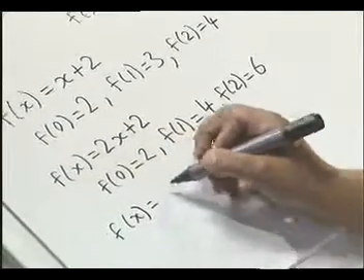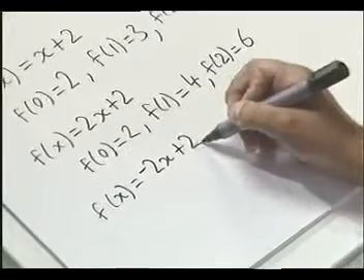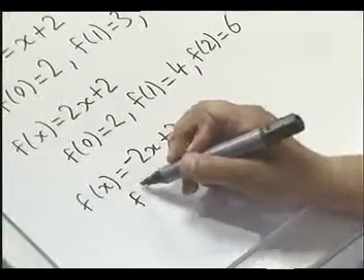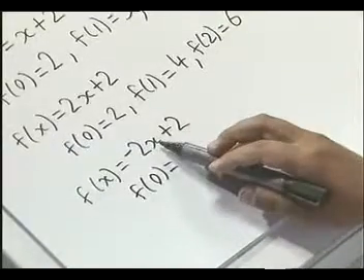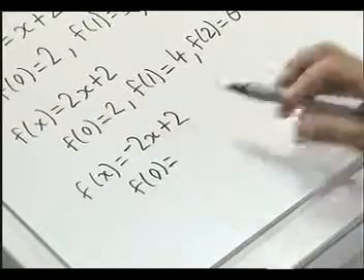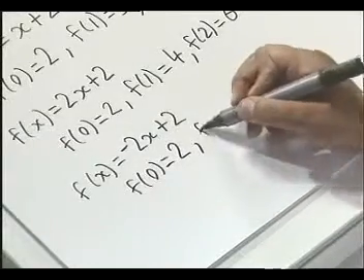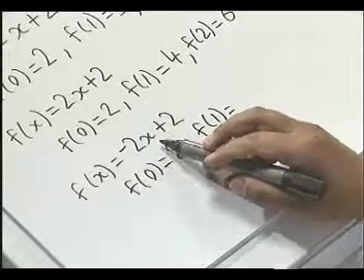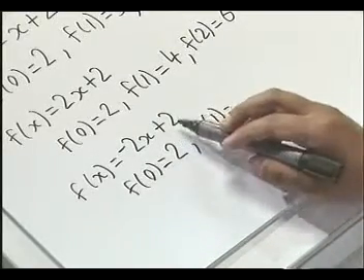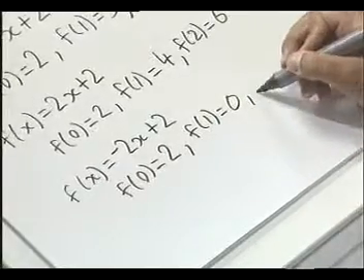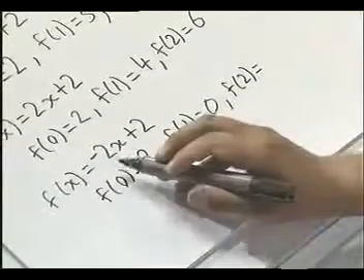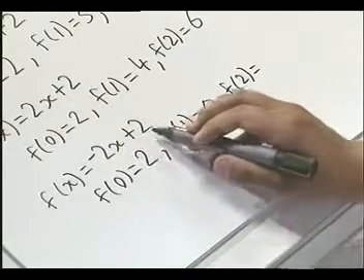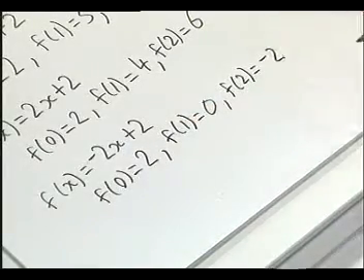There's no reason why a shouldn't be negative, so let's look at a few negative values. If we had f of x equals minus 2x plus 2, then we would have f of 0 equals minus 2 times 0, which is 0, plus 2, which gives us 2. f of 1 gives us minus 2 times 1, which is minus 2, plus 2, which gives us 0. And f of 2 gives us minus 2 times 2, which is minus 4, plus 2, which gives us minus 2.